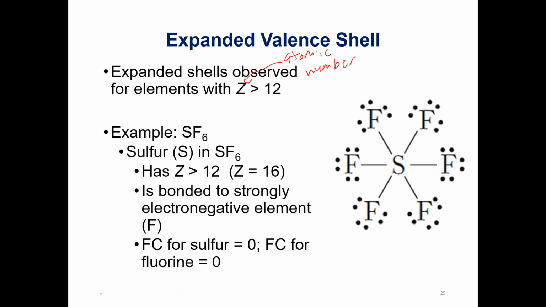So again, we have to have an atomic number greater than 12, and we also have to be bonded to a strongly electronegative element. So things like fluorine, chlorine, iodine. We can have an expanded octet if we have an atomic number that's greater than 12, and we're bonded to an atom that is highly electronegative.